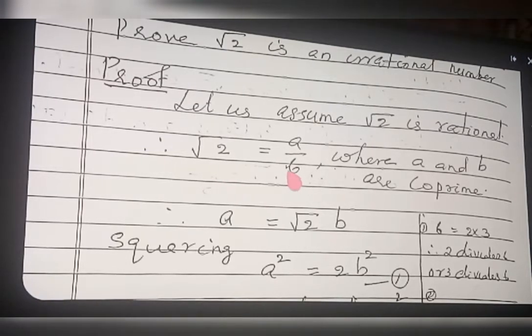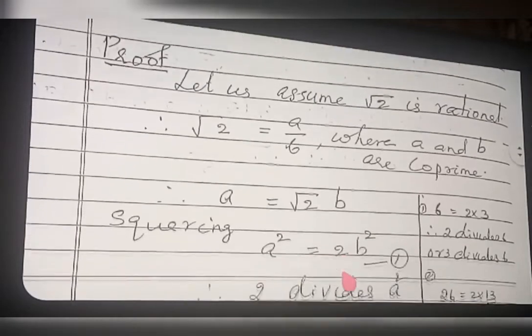Listen very clearly, then only you will understand. It is a little complicated. So a is equal to root 2b. Is it clear? So square them. Here a square. Root 2 whole square is 2, and b whole square means b square. So a square is equal to 2b square. Clear now this step? Keep it as equation number 1.